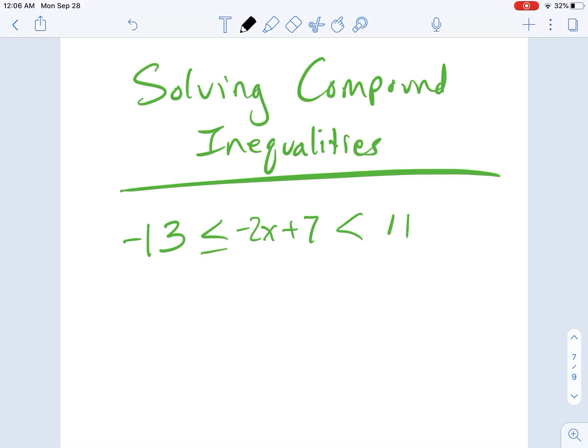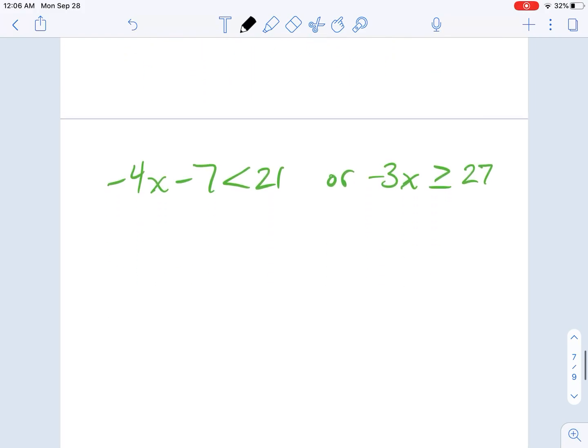Let's talk about solving compound inequalities. So this is when we have an AND statement, or we might have an OR statement. Let's start with the easier one, shall we? So we have negative 4x minus 7 is less than 21, or negative 3x is greater than or equal to 27. What's really nice is it's just kind of like having two inequalities. The most important part is you just have to remember to keep your OR around.